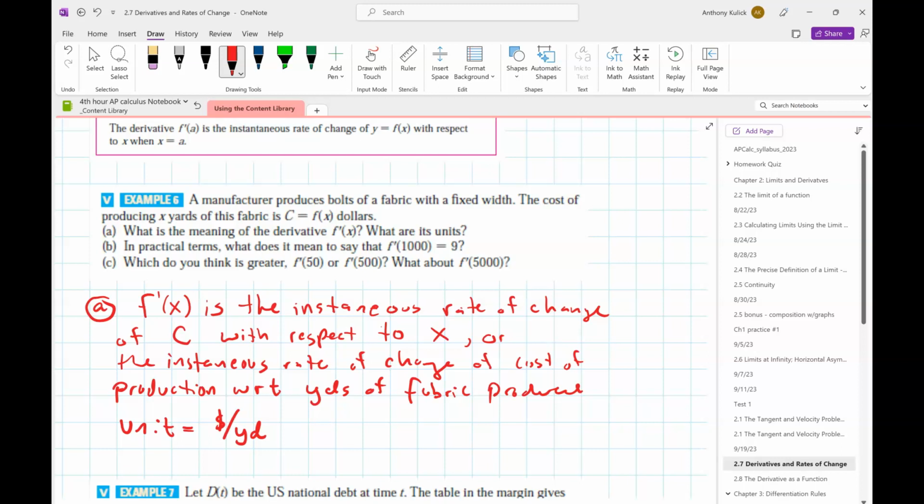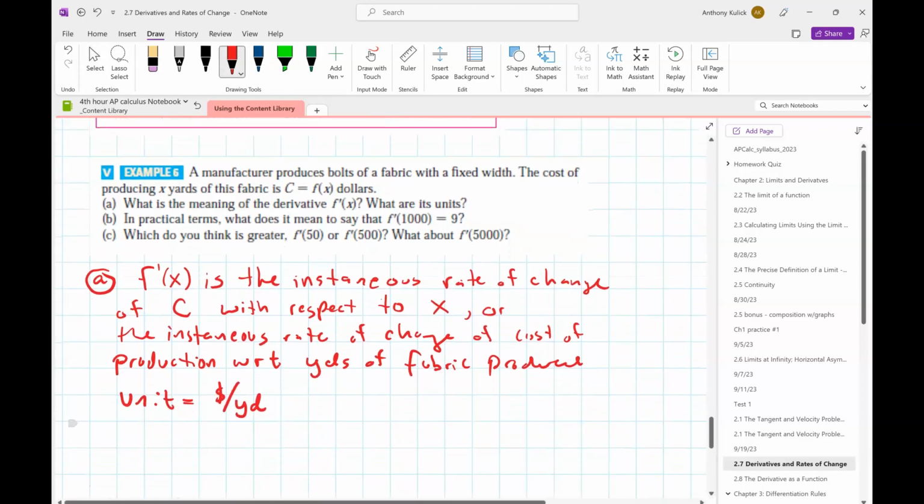Is everybody okay with that? Did you like how I did it kind of in general, where it's always formatted this way? Instantaneous rate of change of the dependent variable with respect to the independent variable. And then you can fill in the context for the specific problem. Okay.